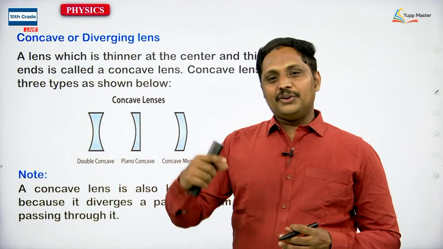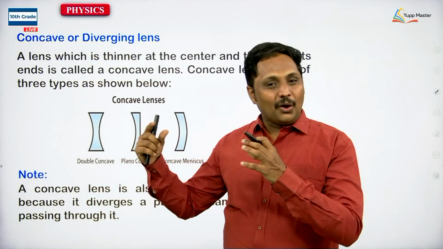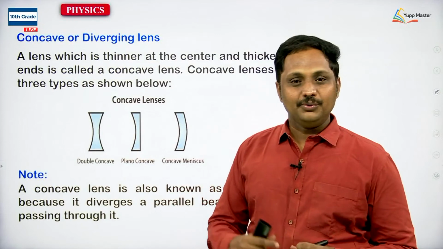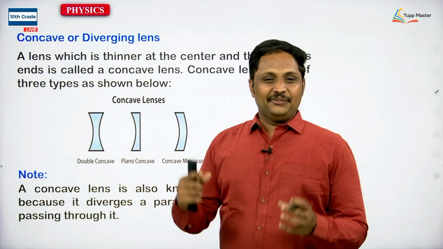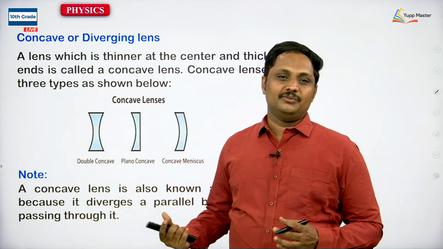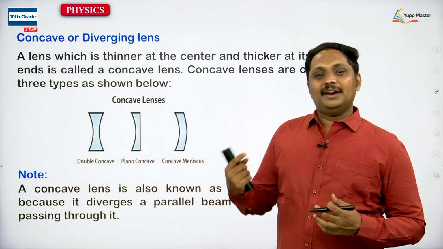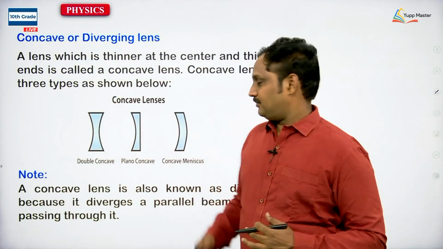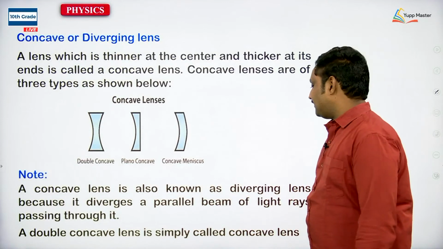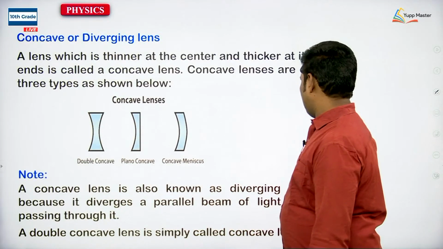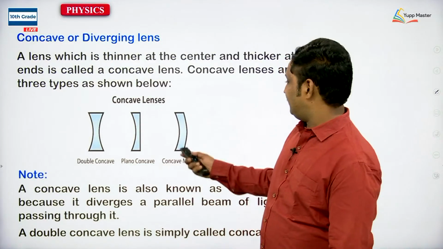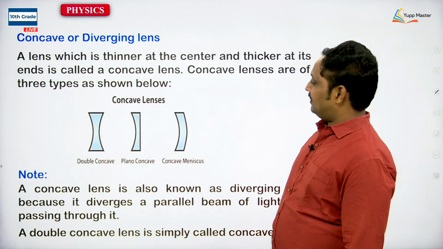All right. If you take a concave mirror and a convex lens, there is a difference we have to see. The difference is in diverging and converging. We are going to talk about the similarities and their functions, right. A double concave lens is simply a concave lens. This is one case, right.